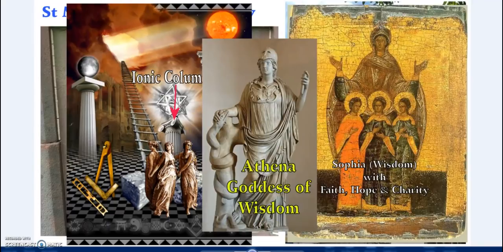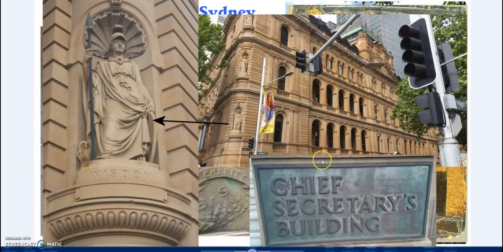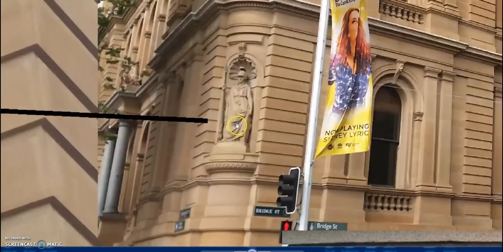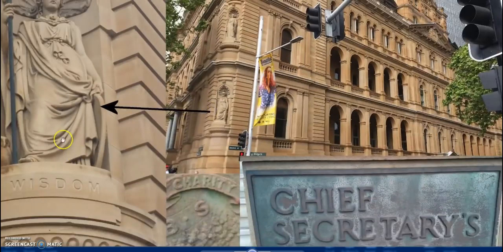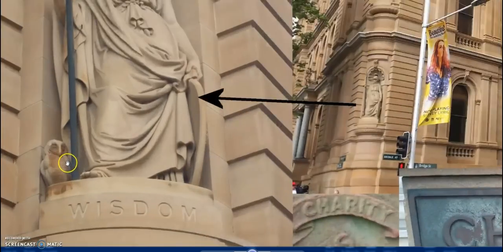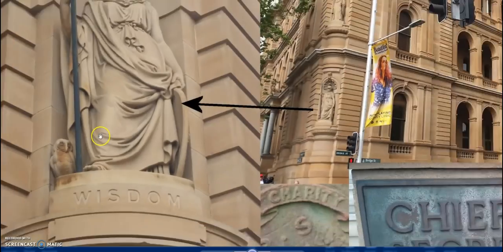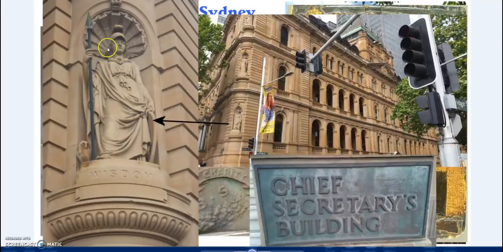Now at the Chief Secretary's building, there we see Wisdom, which is Athena, and the owl, Bubo, and she's often depicted with the helmet, the shield, the sword and the spear. Athena is the goddess of defensive warfare, whereas Mars, the god Mars, is the male, and he is more on the offensive side of warfare.